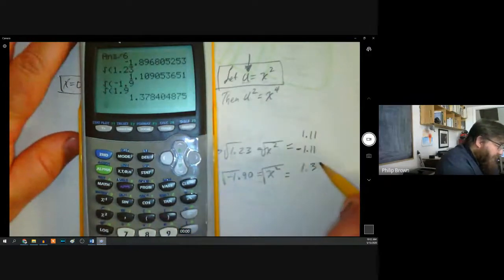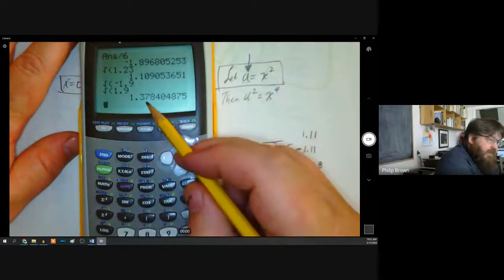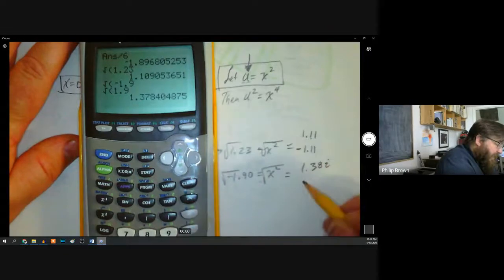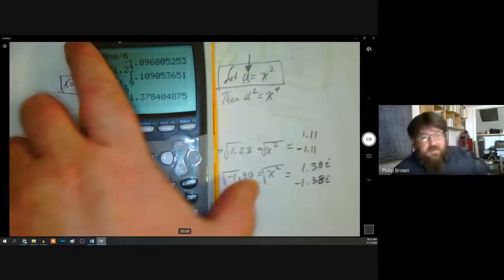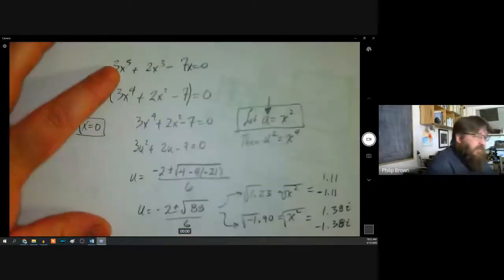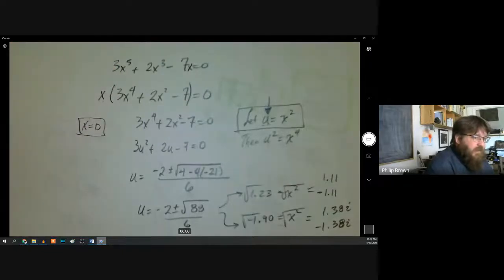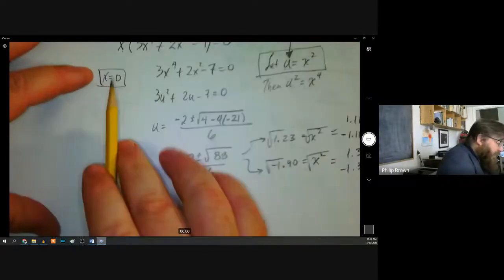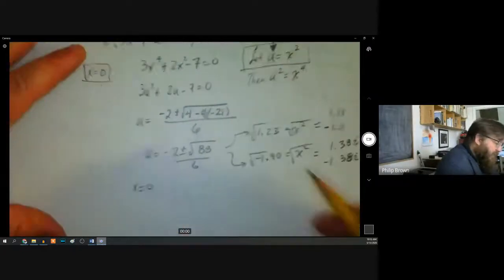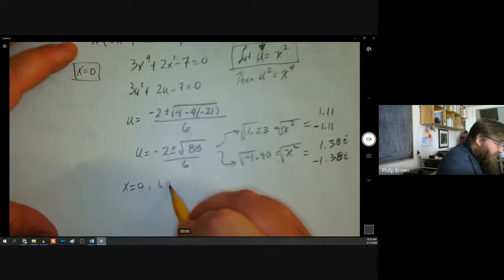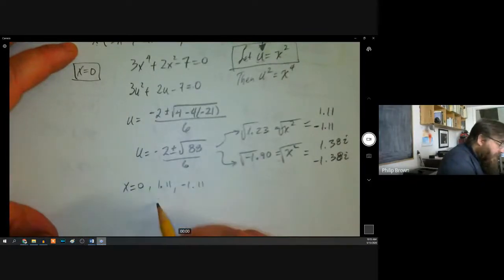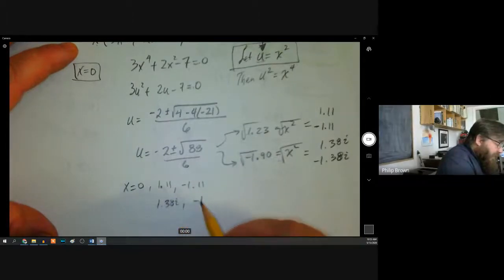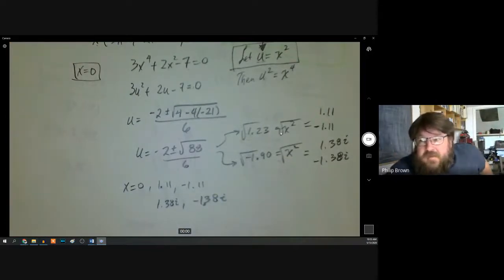So we have 1.38, rounded correctly, right? Times i, and -1.38 times i. So all 5 solutions, there are 5 solutions to this, 5 roots, right? We have 3 that are real, 2 that are imaginary. So x equals 0 has a multiplicity of 1. And then we also have 1.11, negative 1.11. We have 1.38i and negative 1.38i. There we go. How's that, Ruben?